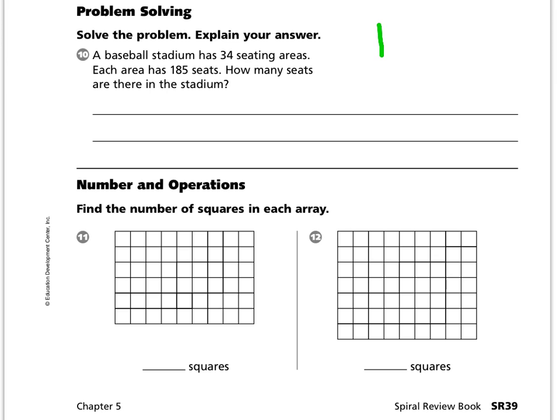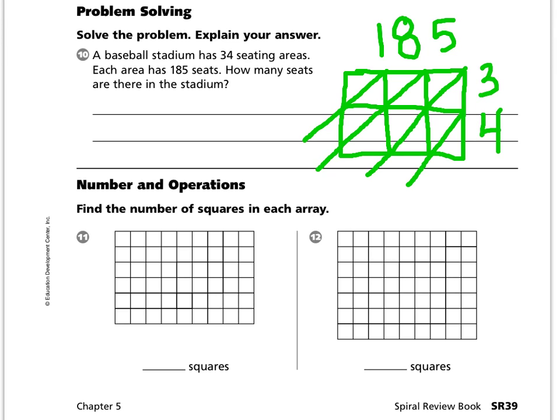And I think I'm going to do some lattice. So I know that 3 times 5 is 15. 3 times 8 is going to be 24, and 3 times 1 is going to be 3. Now I know that 4 times 5 is 20, 4 times 8 is 32, and 4 times 1 is 4.